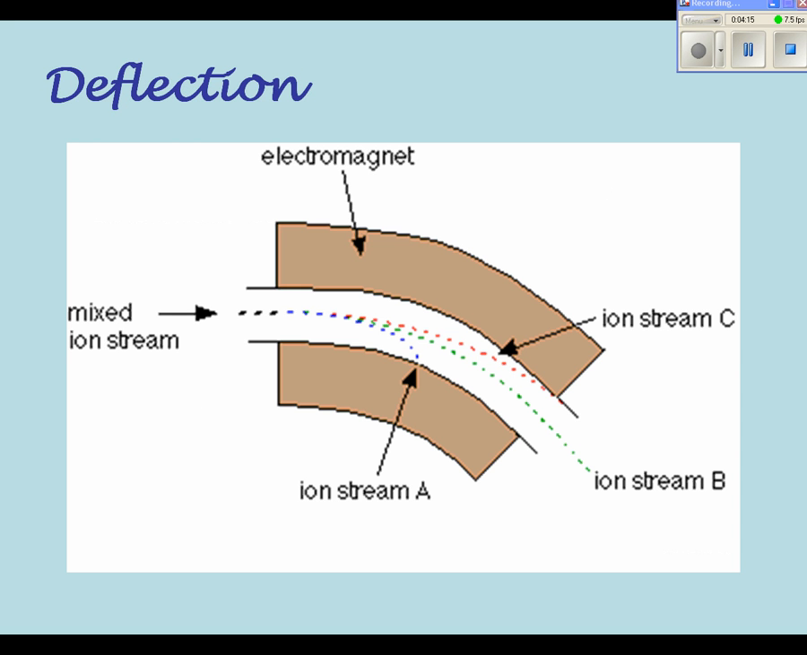Now, the next part of the mass spectrometer is the deflection region. In this section, there is a very strong magnetic field that's perpendicular to the path of the ion, shown here by these dotted lines. Now, we know that a moving charge can be affected by a strong magnetic field and cause it to display a turning motion.